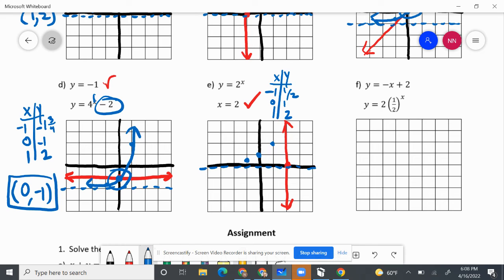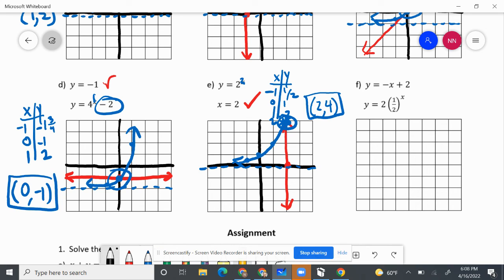The problem is that it doesn't cross. So I'm going to pick another point. I'm going to plug in a 2 because I see that it's approaching here and I want to see where it's going to cross. So when I plug in a 2, 2 squared is 4. So that would be the point 2, 4, which is what I was assuming based on my graph. So I see that my answer is 2 and 4.